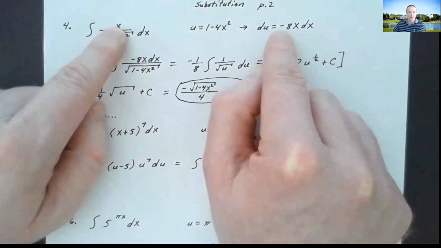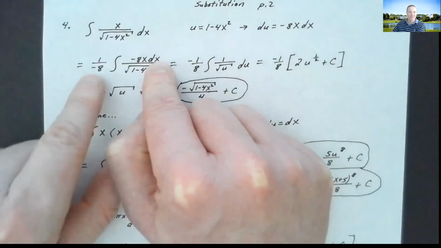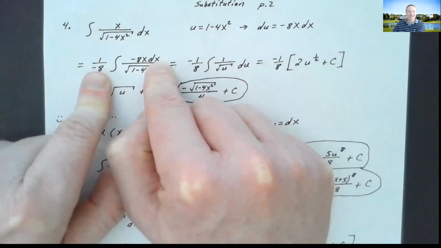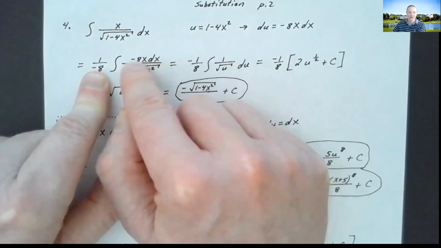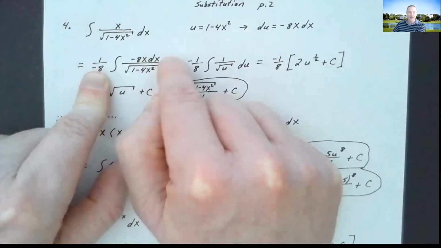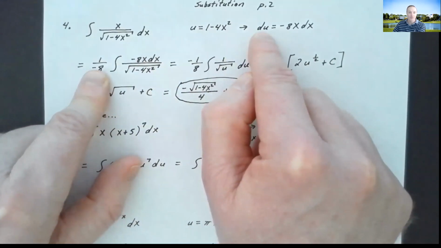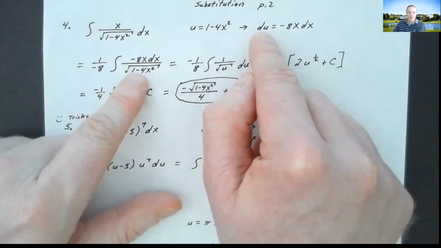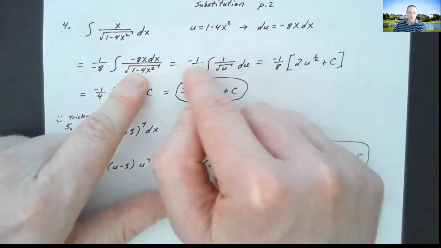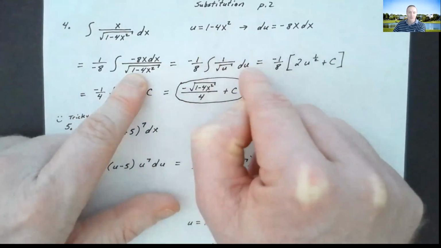Okay, I'll multiply by negative 8 on the inside. I can negate that by dividing by negative 8 on the outside. So I have 1 over negative 8 on the integral of negative 8x dx. I know that all of that negative 8x dx is going to become du whenever I use substitution. The square root in the denominator is going to become the square root of u. So this simplifies gorgeously to negative 1/8 times the integral of 1 over the root of u du.